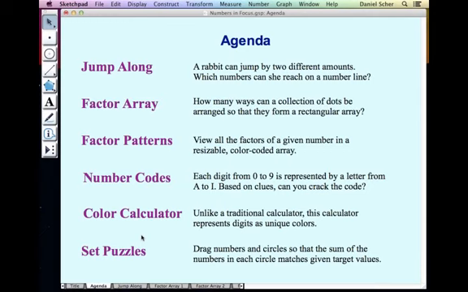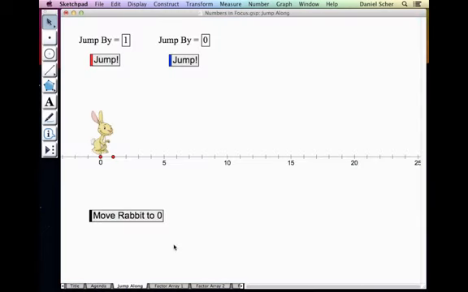And we'll start with Jump Along. So here we have this cute bunny on a number line, and the bunny is starting at 0. And we have a jump by that's equal to 1. Well, let's see what happens if we have the bunny jump by pressing this red button. And let's press it a few more times. So notice that the bunny takes jumps of 1 to go from 0 to 1 to 2 to 3 and 4 and so on.